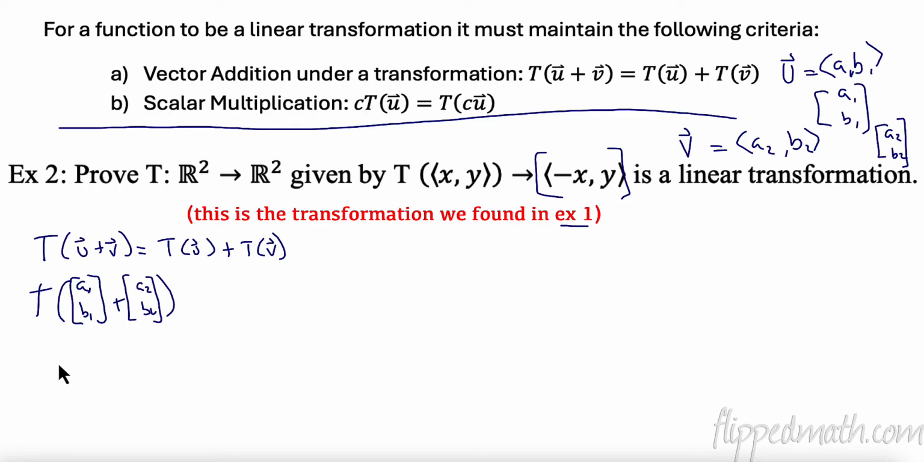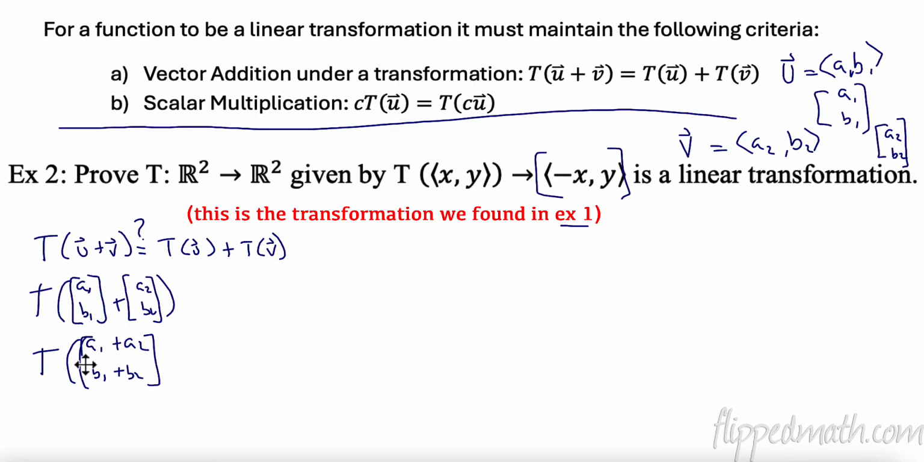All right. And what does that give us? Oh, by the way, this is a big question mark. Does it equal it? Let's see. That gives us, when we add those, we add corresponding elements, a1 plus a2 over b1 plus b2.